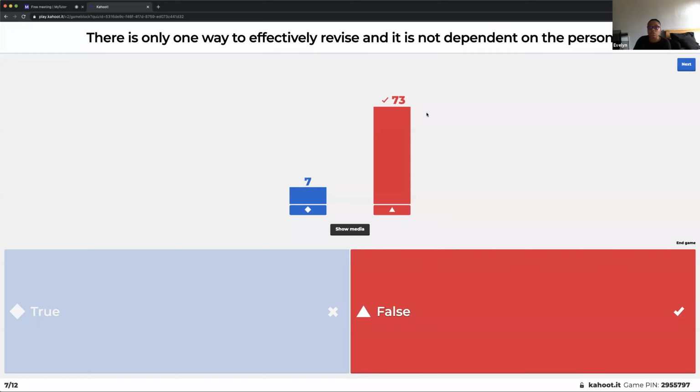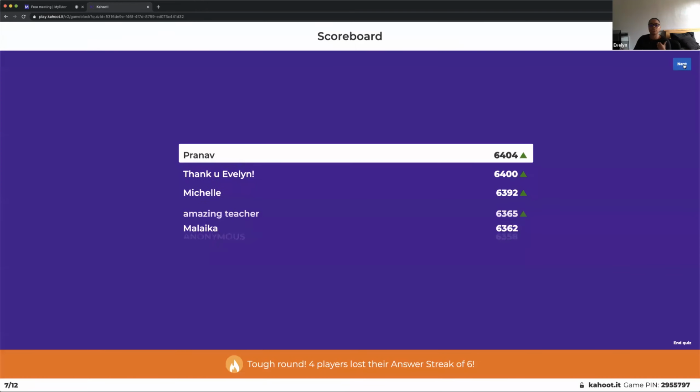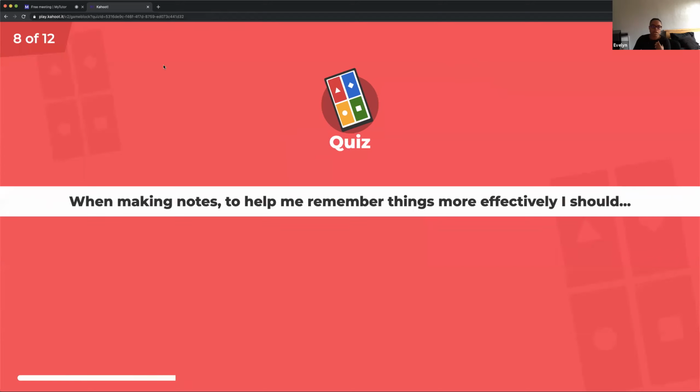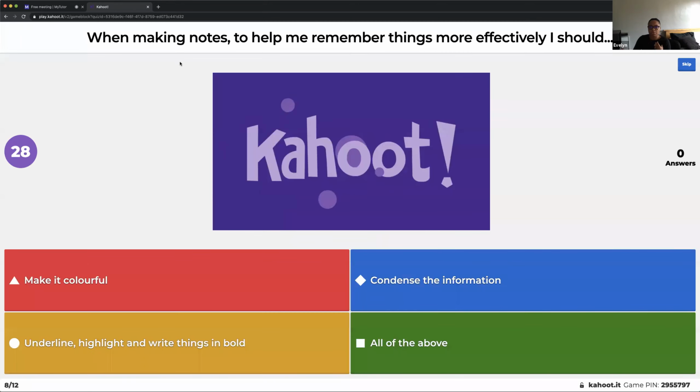Right, brilliant, false. Effectively revising depends on the person. It definitely does. You might like to revise using notes, practice papers. Make sure you know how to revise for yourself. It's not about how other people revise, it's how you best revise. When making notes to help me remember things more effectively, I should. So what do you think for this one?